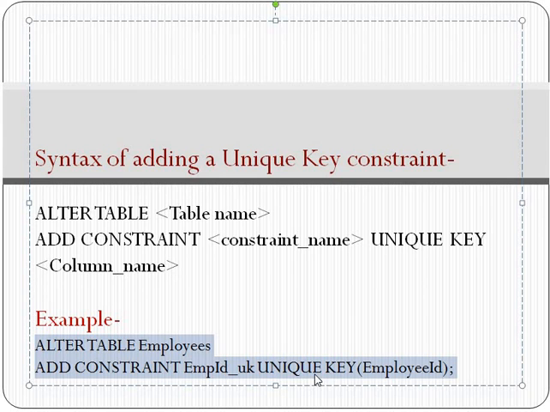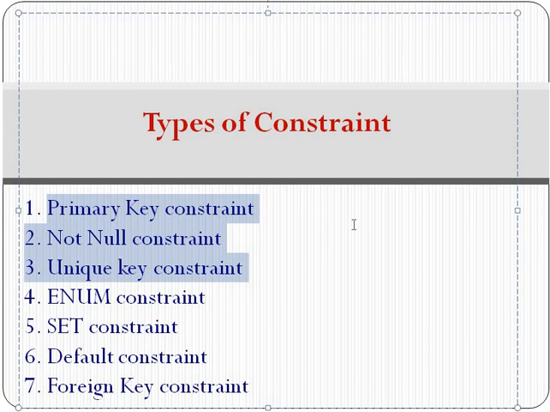Now in today's presentation, I have discussed these three types of constraints, which are the primary key constraint, not null constraint, and the unique key constraint. In part 2 of the presentation, I shall discuss the enum constraint, set constraint, default constraint, and the foreign key constraint. So with this, I end my presentation here.